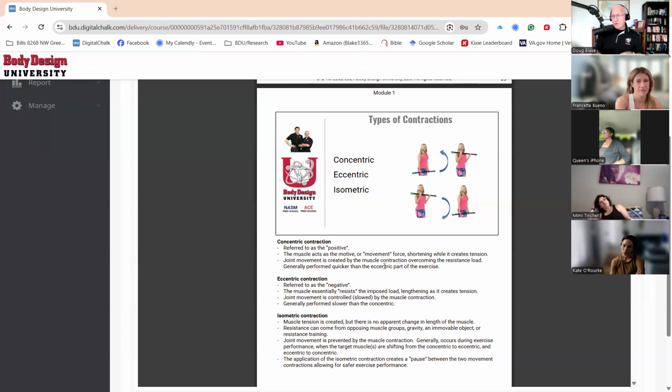What happens on a dumbbell curl when you get to the bottom? We're going to move from the eccentric into an isometric before we go through the concentric again, right? What do we do in the isometric contraction of just about any exercise or any movement that we do? What should we do? I have it in there at the very bottom, right? The application of the isometric contraction creates a what? A pause. You got to stop.